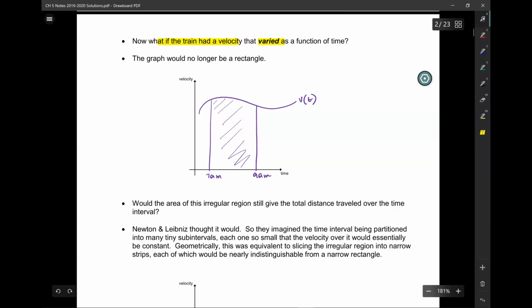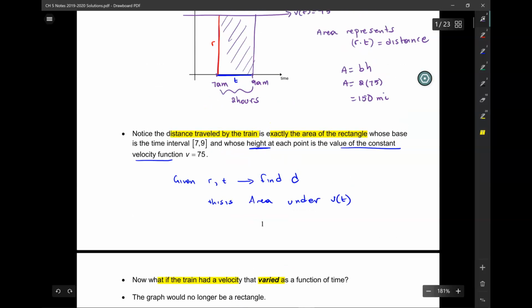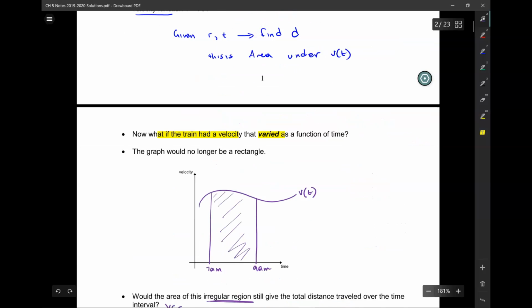So the question now is, would the area of this irregular region still give the total distance traveled over the time interval? If I found the area of this, is that still the same as the distance? And the answer is yes. When you find the area, you still multiply a time interval times V of t. That's still distance. So the area is still distance. The question now is, the area underneath is not a perfect rectangle. How on earth am I going to find it now? Boy, life was easy when I had to just find the area of a rectangle.